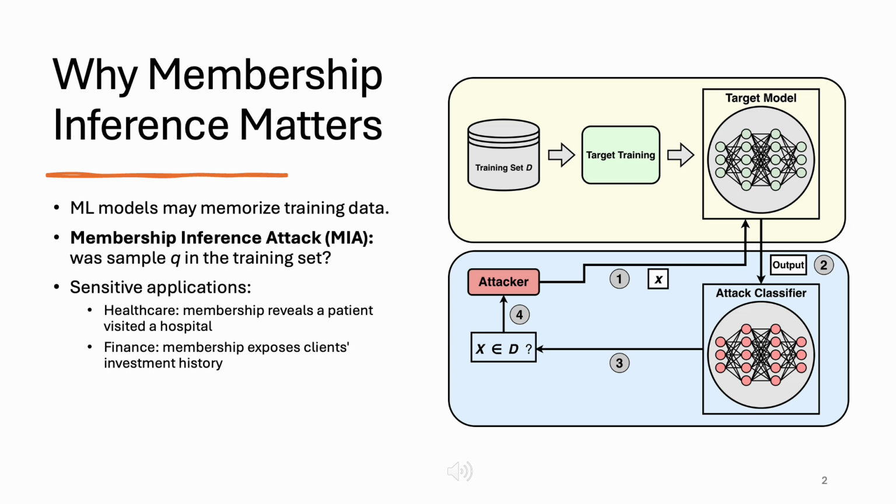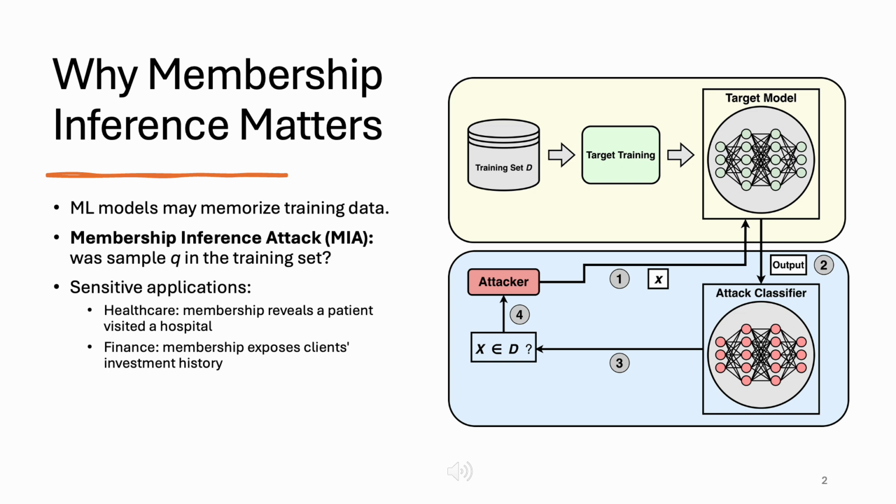Why membership inference matters? Machine learning models are trained on increasingly sensitive data, and they memorize more than we would like. So membership inference attacks exploit exactly this. As the diagram shows, the attacker submits a query to the target model, observes its output, and feeds it to an attack classifier that answers one simple but dangerous question. Was this sample in the training set?